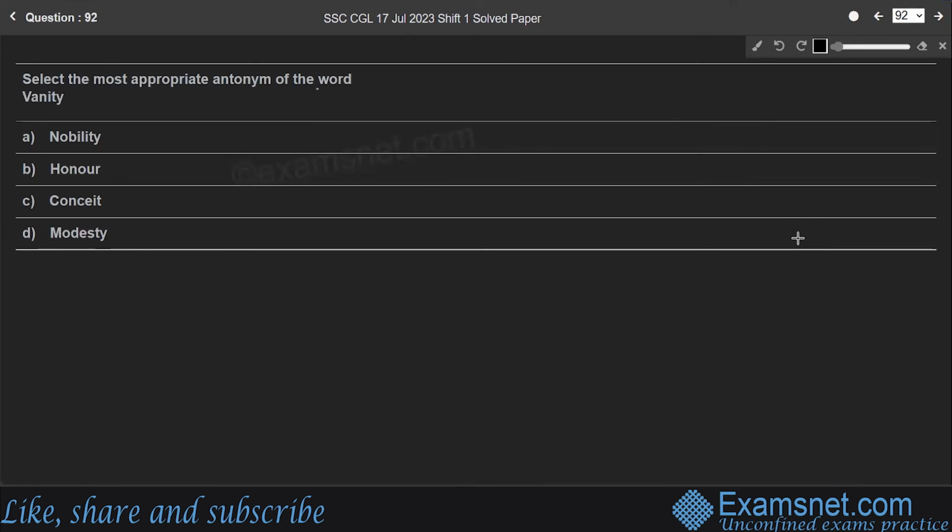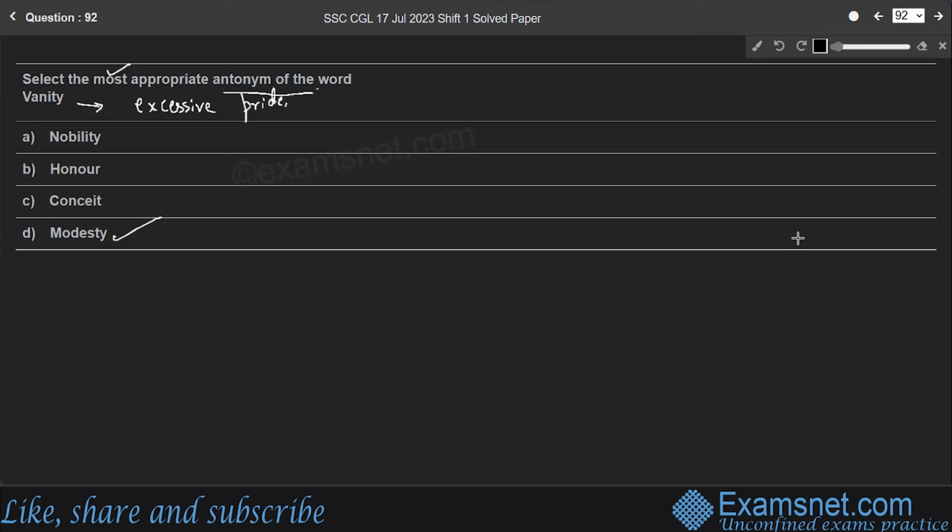Question 92. Select the most appropriate antonym of the word vanity. So vanity means excessive pride, or admiration of one's own appearance or achievements, right? Antonym, that is opposite meaning of vanity, is modesty. Here modesty is the quality or state of being unassuming in the estimation of one's ability, right?